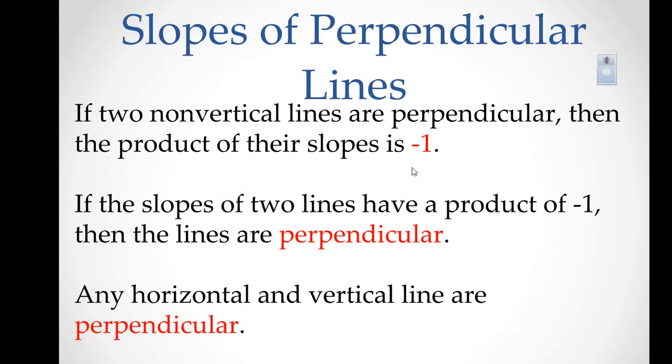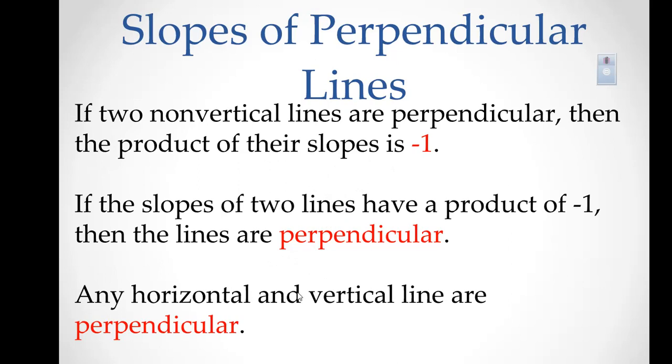Slopes of perpendicular lines. If two non-vertical lines are perpendicular, then the product of their slopes is negative 1. If the slopes of two lines have a product of negative 1, then the lines are perpendicular. This is our conditional statement. This is our converse, where we swap our hypothesis and conclusion.